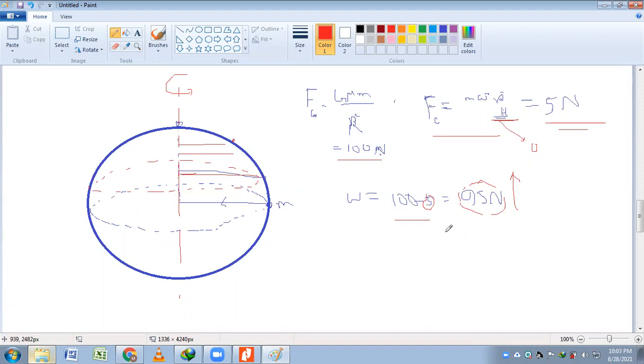Yes, sir. Angular velocity also decreased? Yeah, linear velocity will decrease, but angular velocity will remain the same.